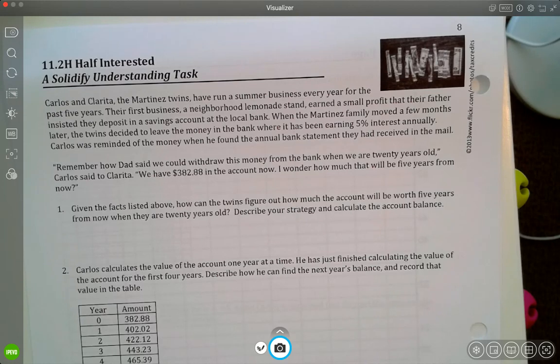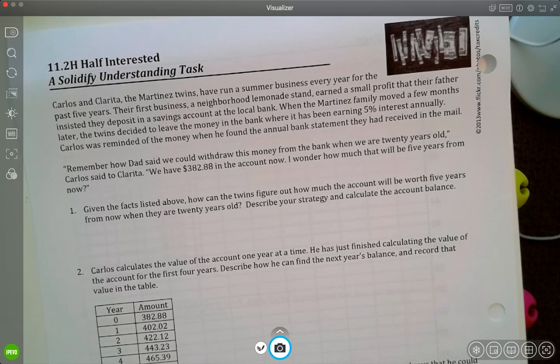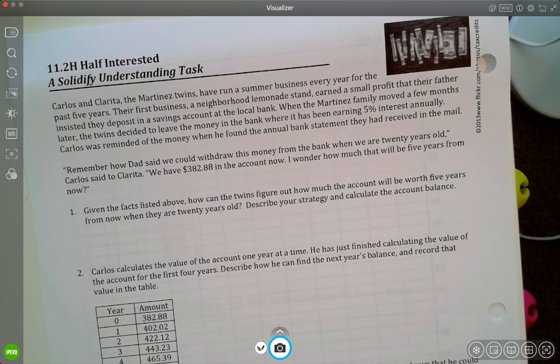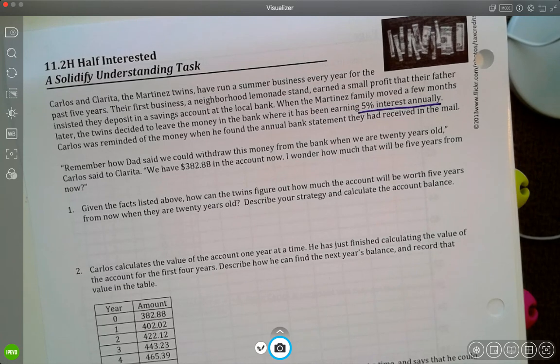So 11.2, we'll just read the scenario. Carlos and Clarita, the Martinez twins, have run a summer business every year for the past 5 years. Their first business, a neighborhood lemonade stand, earned a small profit that their father insisted they deposit in a savings account at the local bank. So when the Martinez family moved a few months later, the twins decided to leave the money in the bank where it has been earning 5% interest annually. Carlos was reminded of the money when he found the annual bank statement they had received in the mail.